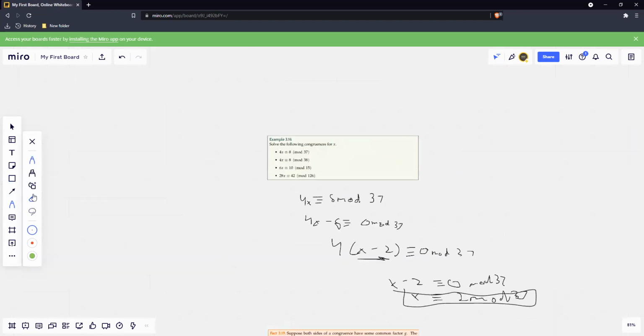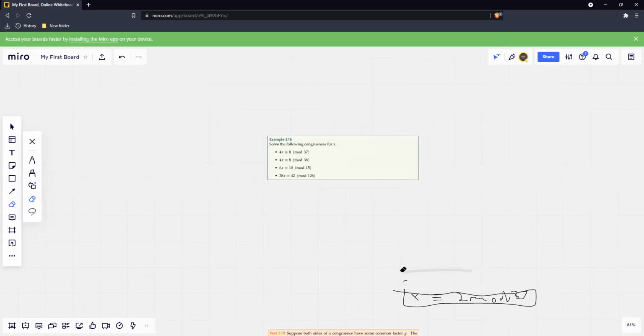I don't think I have enough space, so I guess I have to erase. But yeah. As we saw, basically we found that 4 can't do anything about whether x minus 2 is going to be divisible or not. So we have to focus on x minus 2 instead. But the second one is going to be a little bit trickier because 4 and 38 are not relatively prime.